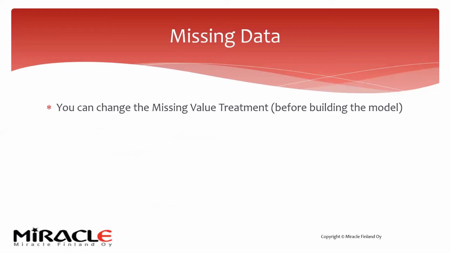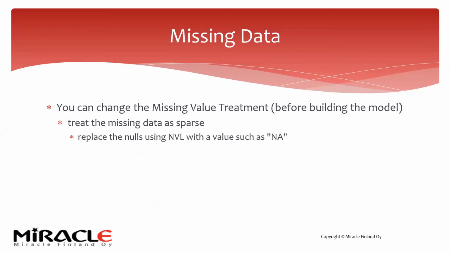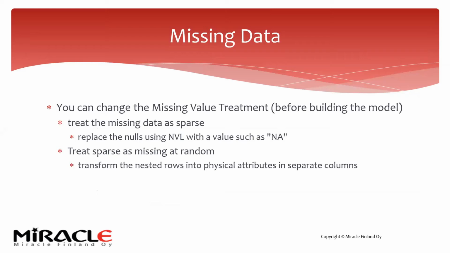So you can change how missing values are treated before you build the model. You can treat the missing data as sparse by replacing nulls using the NVL function, maybe with an NA value. You can treat sparse as missing at random by transforming the nested rows into physical attributes in separate columns. So you can change the way Oracle handles them automatically with these tricks.